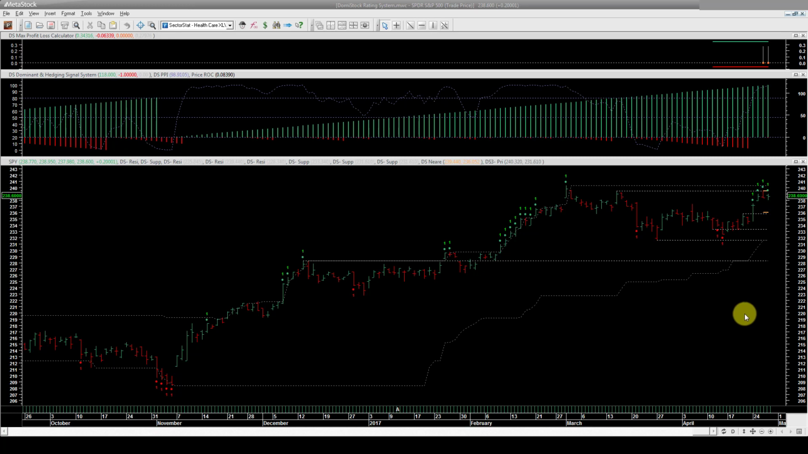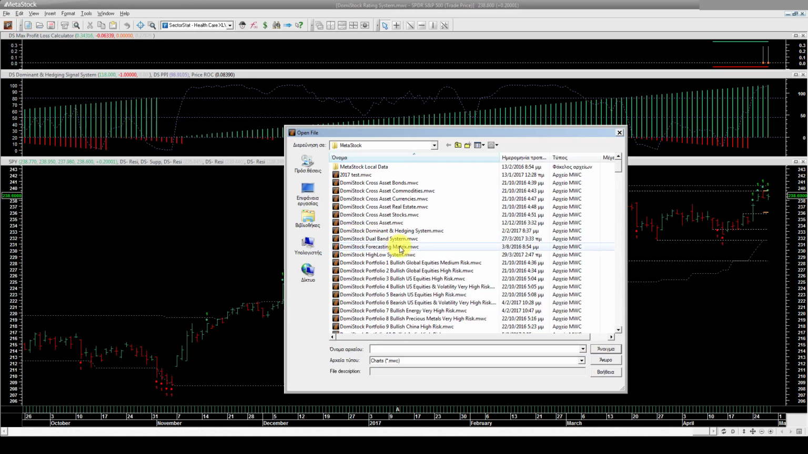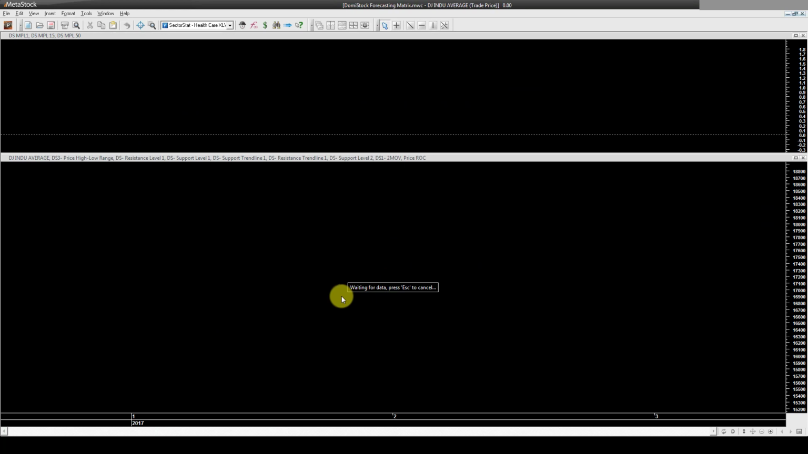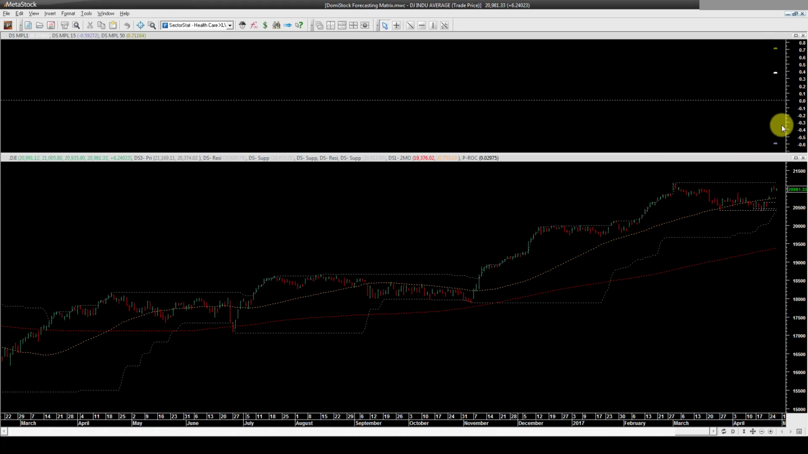5. Forecasting matrix. Charting the resultant direction of 3 or 4 different max profit-loss calculator periods, DomiStock constructs a forecasting matrix that provides the probable future path of the security of interest in percentage points. In the following example, the forecasting matrix foresees a breakout in the Dow Jones Index in the short term, 1-5 periods, and a flattening of the price curve in the intermediate.